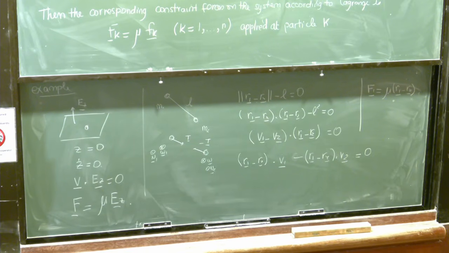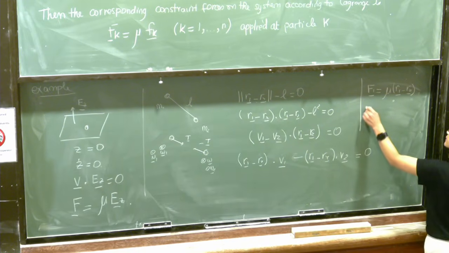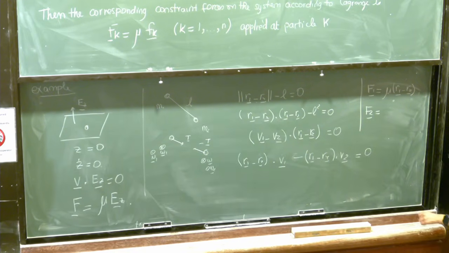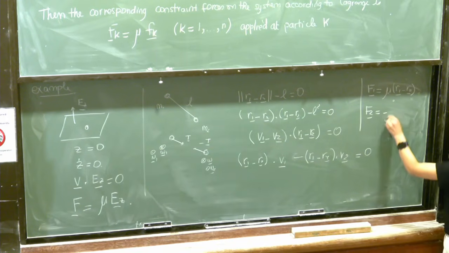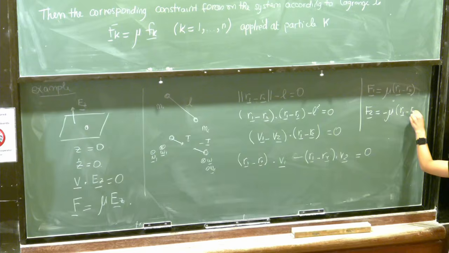So that's the force F1 acting on particle 1. There is a force F2 acting on particle 2. What is it? Yeah, it's going to be minus mu R1 minus R2. So notice that this force is directed along the rod, right? Because R1 minus R2 is a vector along the rod. And the force on 1 is opposite to the force on 2. So this confirms what we expected. It aligns with what we want, right?